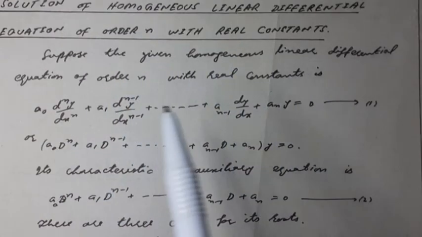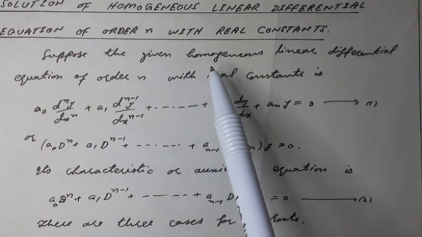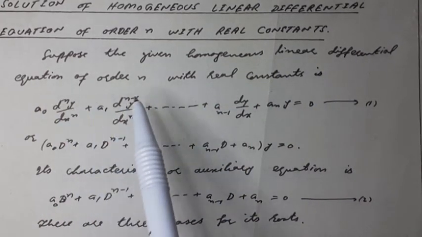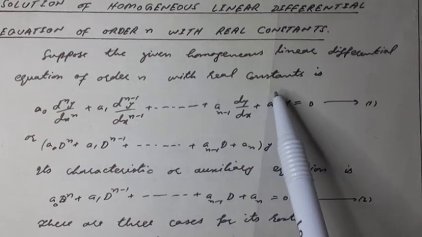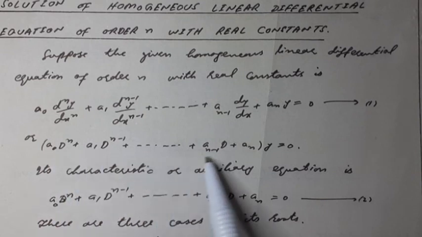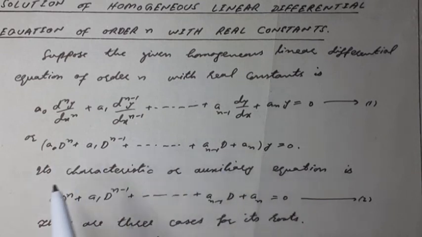Solution of homogeneous linear differential equations of order n with real constants. Suppose the given homogeneous linear differential equation of order n with real constants is of the form, or it can be written in this form. Its characteristic or auxiliary equation is in this form. Note equation 1 and equation 2. There are three cases for its roots.